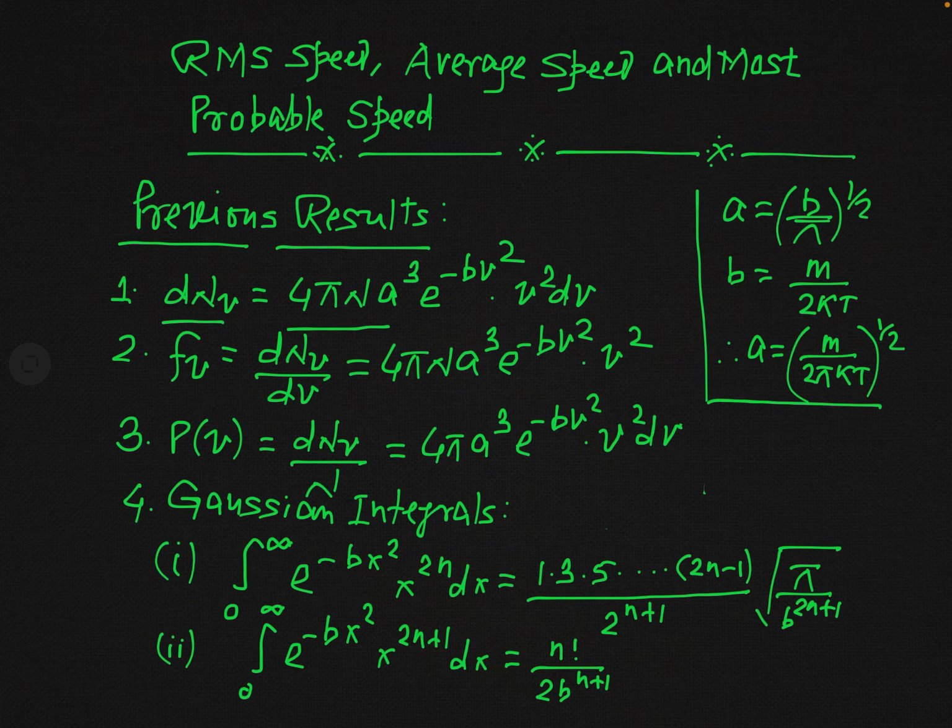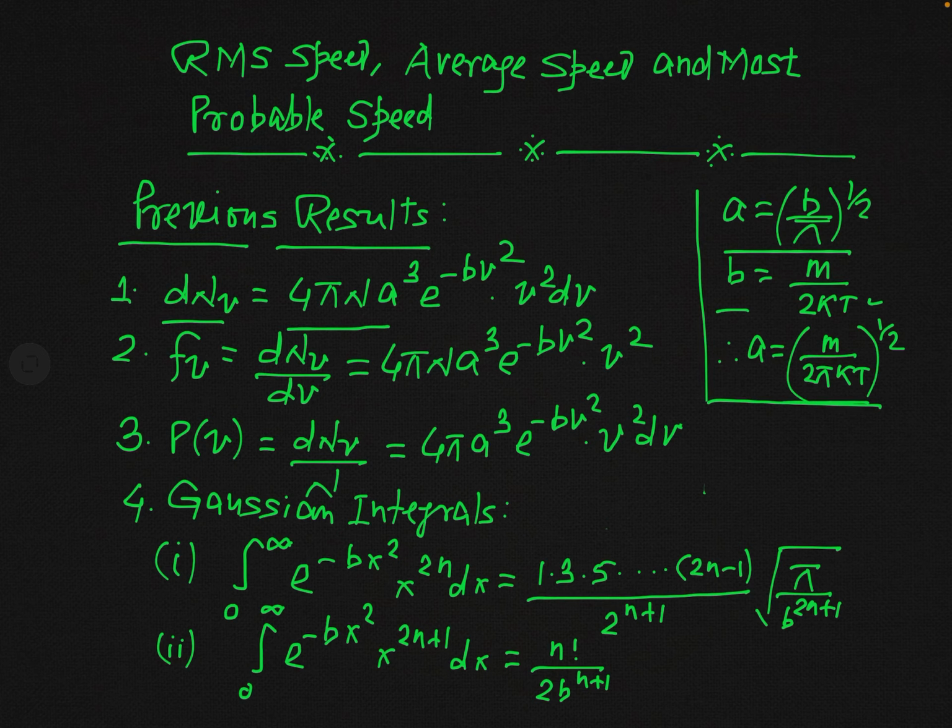In this equation, a and b are actually constants at a particular temperature, and a and b are correlated. You have seen earlier that a is equal to square root of b over pi, and we have obtained the value of the constant b, and this value is b equal to m over 2kT. And so from this relation you can say that a is equal to square root of m over 2 pi kT.